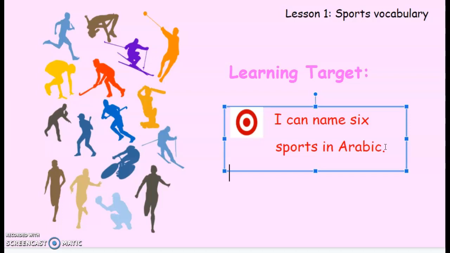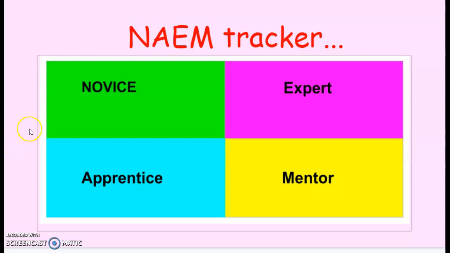Let's start, but as always, I like to start with the name tracker. I would like for all of us to start here at novice level, as if we don't know any word in Arabic for sports. And hopefully by the end of the lesson, you will be on apprentice, which is, we're still learning. Some of you may become experts or even mentors.